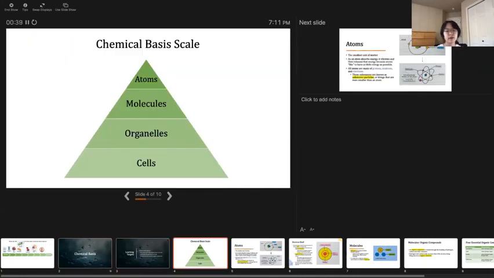All right, so here we have our chemical basis scale. I actually do not know if this is the official name, but this is what I like to call it. As you can see, it's kind of like a pyramid. At the top, you have your atoms, which, like in the warm-up, a lot of you said were the smallest. And then as we go down the pyramid, the size of each of these things will increase. So our largest in this size scale would be our cells.